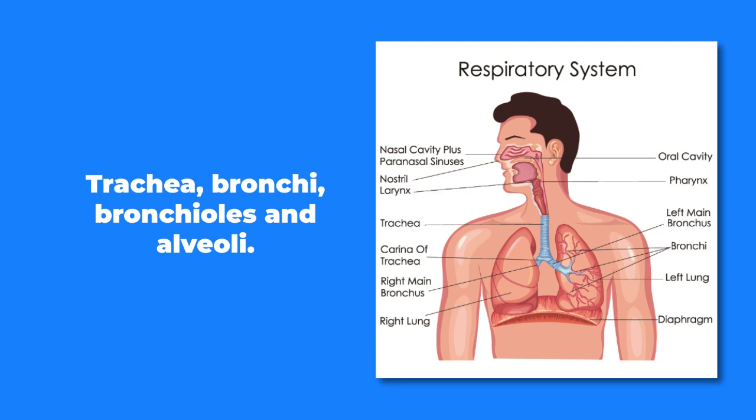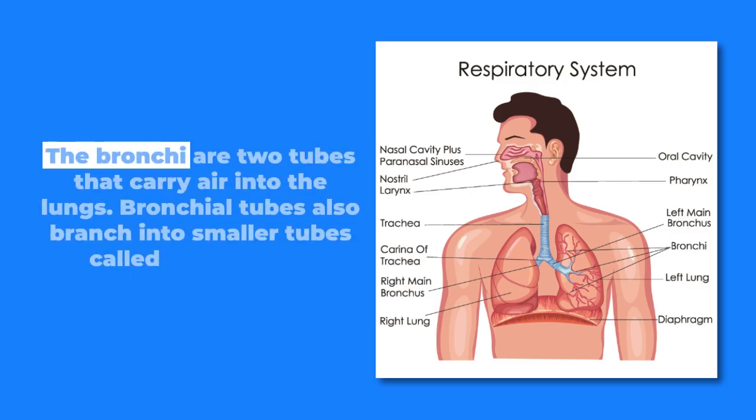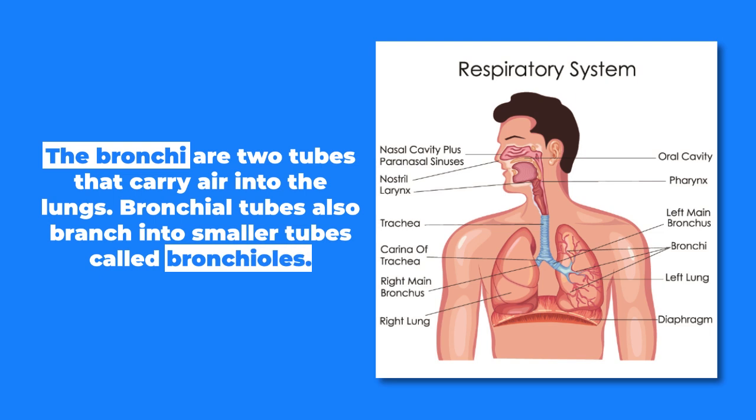Number 3, trachea, bronchi, bronchioles, and alveoli. The trachea is known as the windpipe. It is made up of muscles and elastic fibers with rings of cartilage lined with cilia. It filters the air we inhale and branches into the bronchi. The bronchi are 2 tubes that carry air into the lungs. Bronchial tubes also branch into smaller tubes called bronchioles.